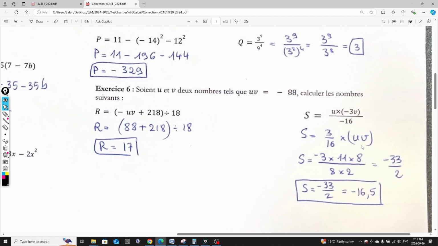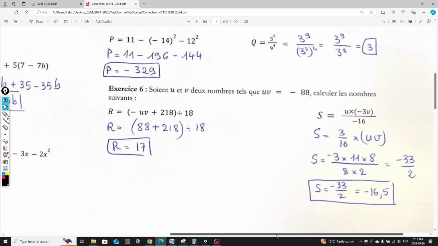So, again, we were factoring out the 88 into 8 times 11, and then you can factor out the 16 into 8 times 2. The 8's cancel out, right? So you're left with negative 33 over 2 as a final answer, which is negative 16.5, okay? And that's it. That's what your Chantier Calcul is going to look like.